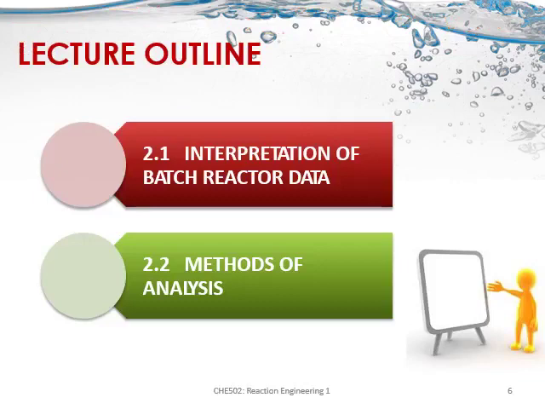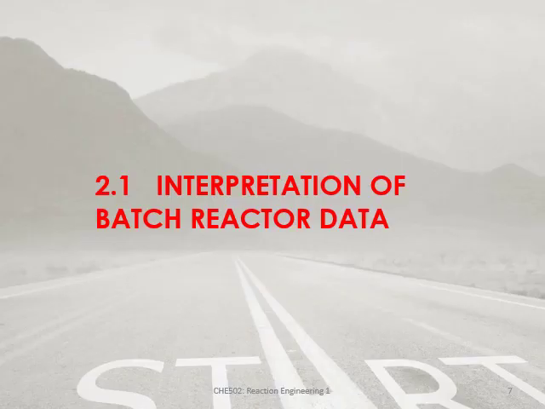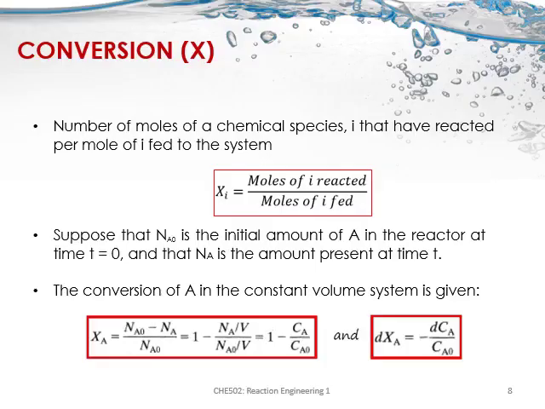For the lecture outline, there are 2 big subtopics. Number 1 is interpretation of batch reactor data. And number 2 is method of analysis, meaning all the 4 methods. Move on to the first subtopic, interpretation of batch reactor data. Okay, let's recap several parameters which are very important.